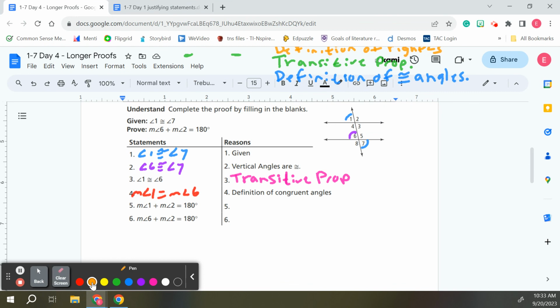All right, after this, we're saying that the measure of angle 1 plus the measure of angle 2 equals 180 degrees. How do I know this? Because angle 1 and angle 2 added up equal 180, but why? Like, what's the reasoning? Begins with an S. They're what? They're supplementary. So this will be by the definition of supplementary angles.